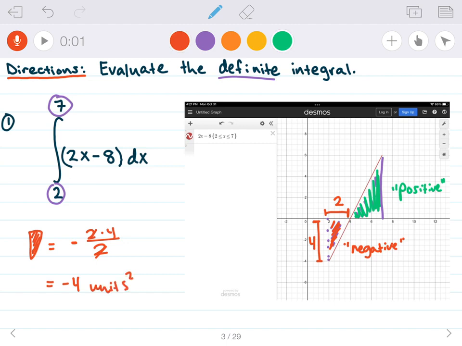All right, so then I have to take the area of this triangle that's above the x-axis. So here, the base of my triangle is going from 4 to 7. So it's going to have a base of 3, and it looks like it has a height of 6. And so computing the area here, giving it a positive sign, we have base times height over 2, and that's going to give me 9 units squared.